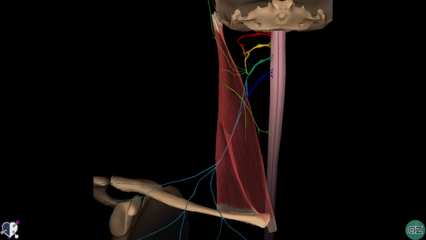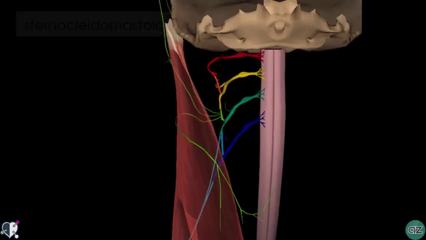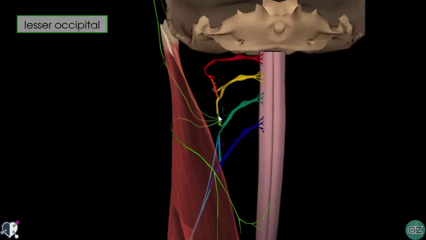Moving on now to the sensory branches of the cervical plexus. The cutaneous branches supply the skin of the neck, the upper thorax, the scalp, and the ear. There are 4 main nerves that you need to know about. In this model here, you can see the 4 spinal nerve roots, C1 to C4, and you can also see the sternocleidomastoid muscle. Looking at the top nerve here, this is the lesser occipital nerve.